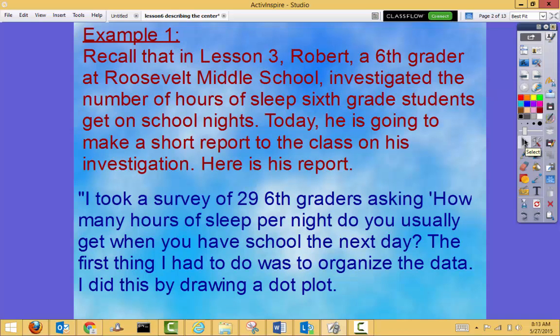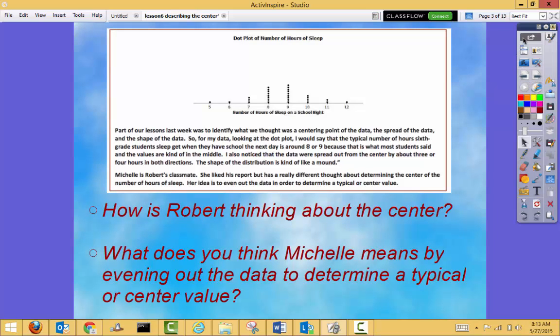Recall that in lesson 3, Robert, a 6th grader at Roosevelt Middle School, investigated the number of hours of sleep 6th graders get on school nights. Today, he is going to make a short report to the class on his investigation. Here's his report. I took a survey of 29 sixth graders asking, how many hours of sleep per night do you usually get when you have school the next day? The first thing I had to do was to organize the data. I did this by drawing a dot plot. So here is our dot plot from the previous lesson.